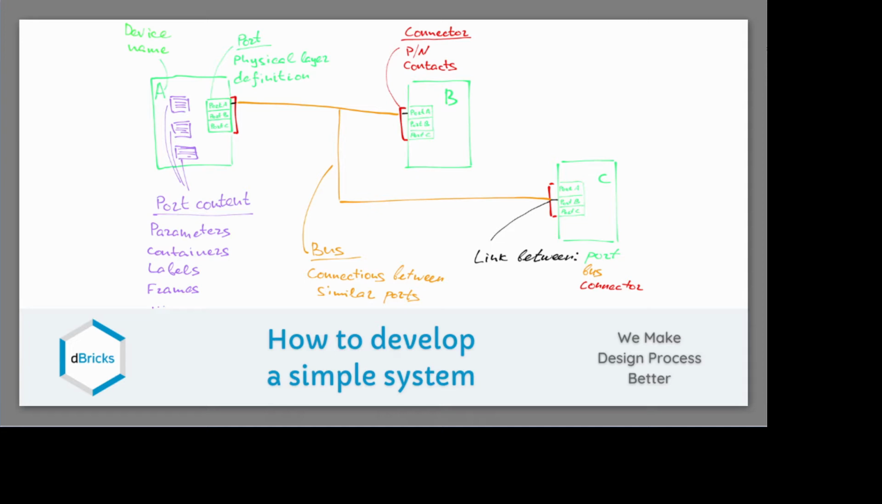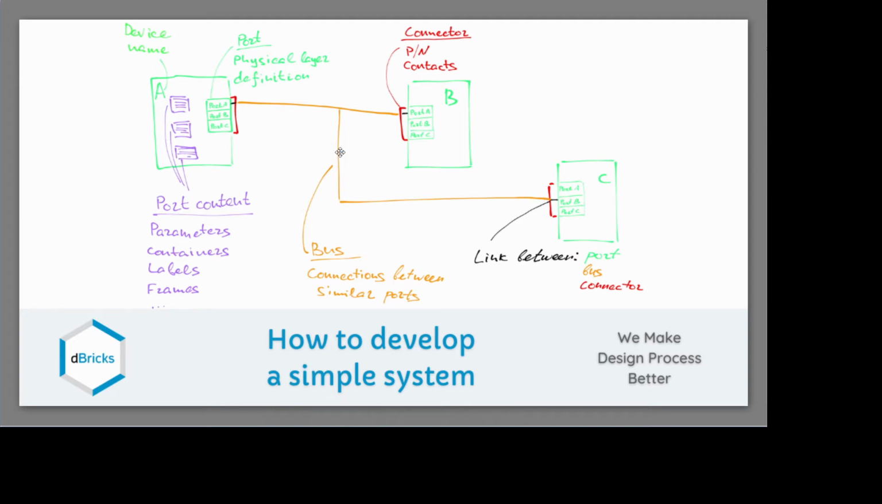Today I'm going to show you how to develop a very simple system. Our system comprises three devices: device A, device B, and device C. Each of these devices contains ports for interfacing with the other devices. These ports are interconnected by a bus.